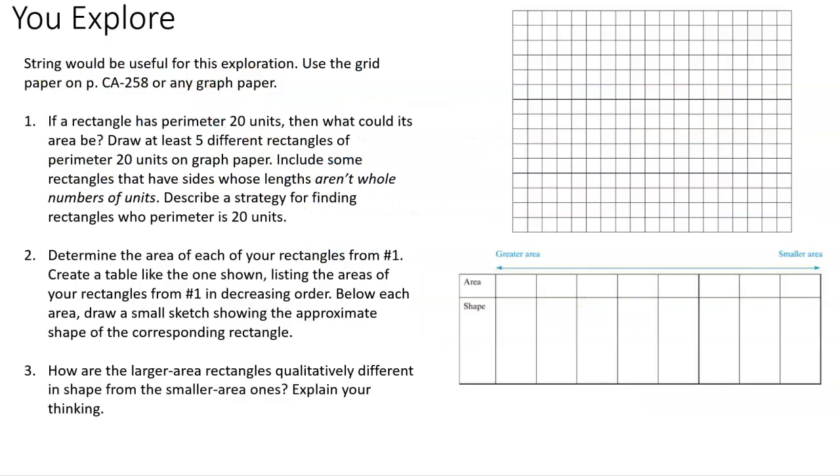Now, again, you've got an exploration. I do encourage you to use string for this one and to use grid paper. There is grid paper in your textbook on page CA 258, or any graph paper. Press play when you've completed this entire activity.